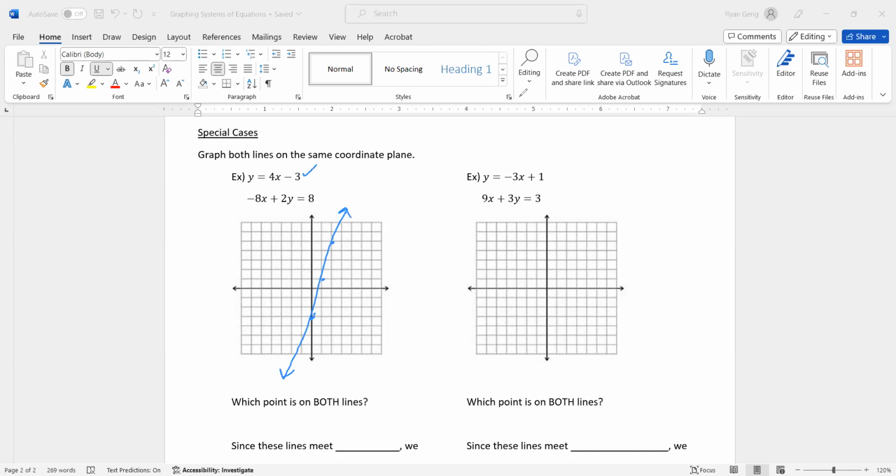Second one, I got to get it in y-intercept, slope intercept form, add 8x. So I get 2y equals 8x plus 8. Divide by 2, divide by 2, divide by 2. I get y equals 4x plus 4. Up 4 doesn't really fit, so I'm going to go down 4, left 1, down 4, left 1.